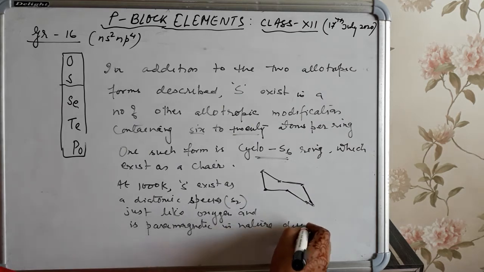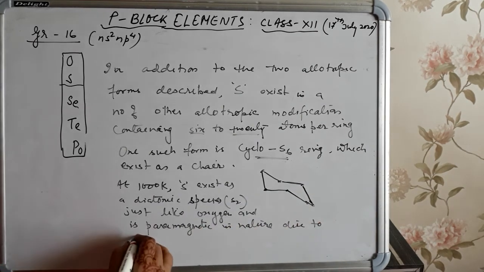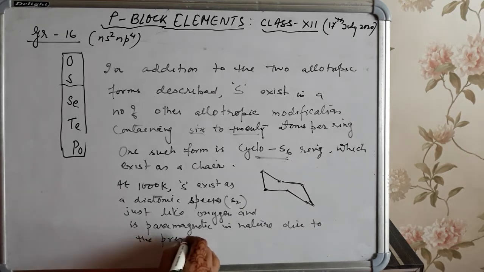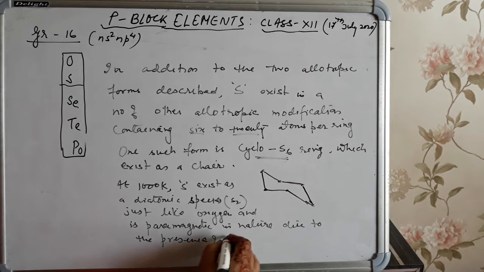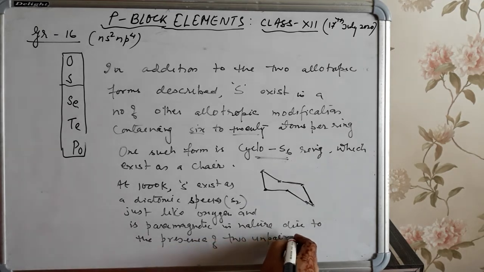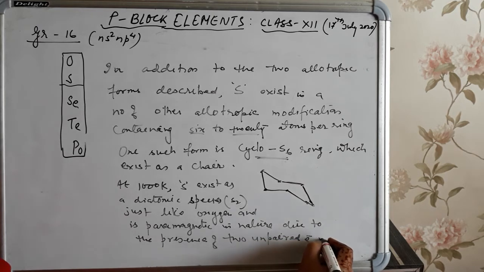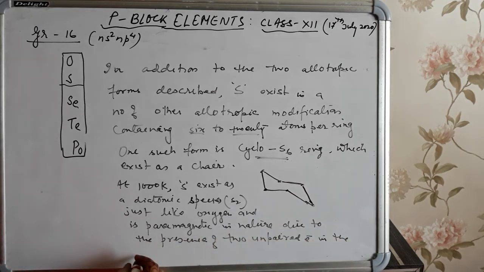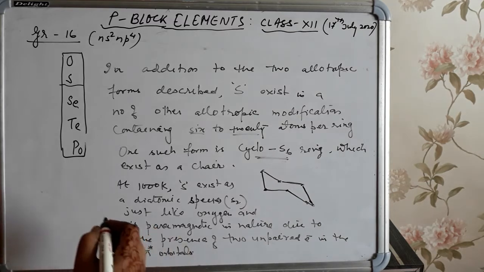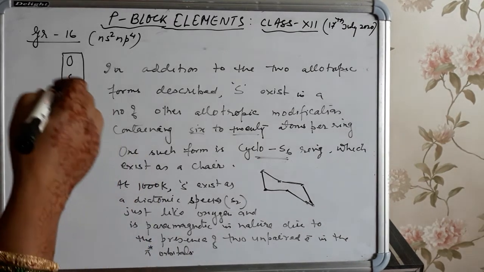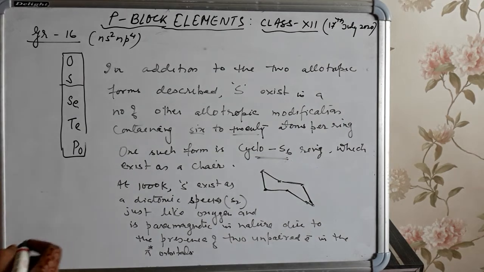Due to the presence of two unpaired electrons in the anti-bonding orbitals. So students, in this way we have completed our allotropic forms of sulfur.